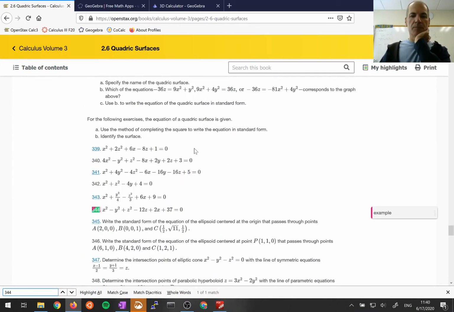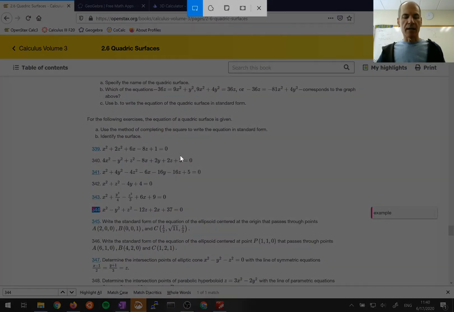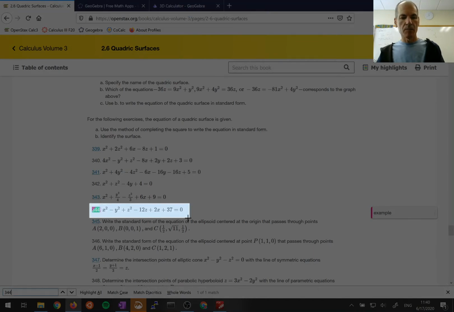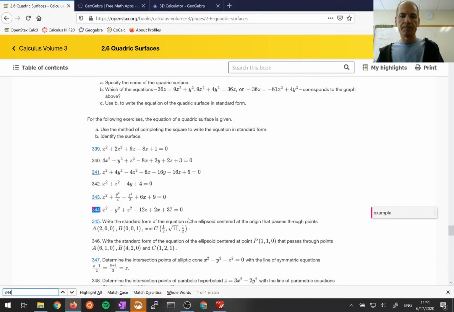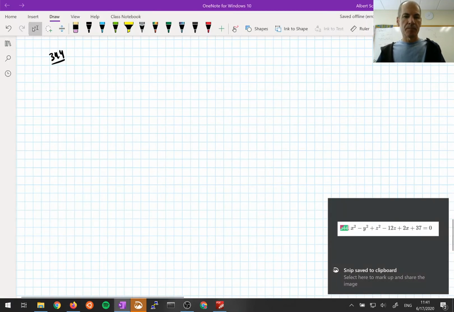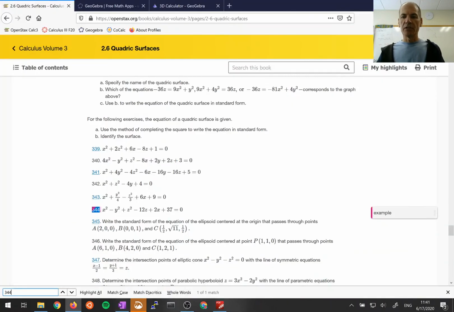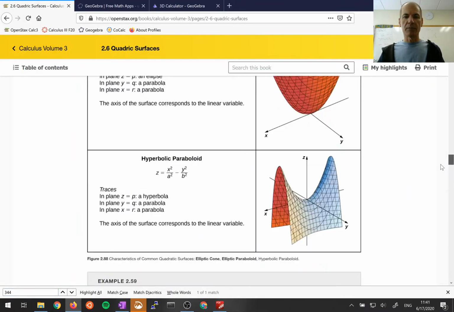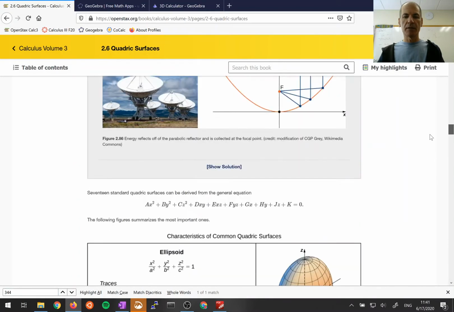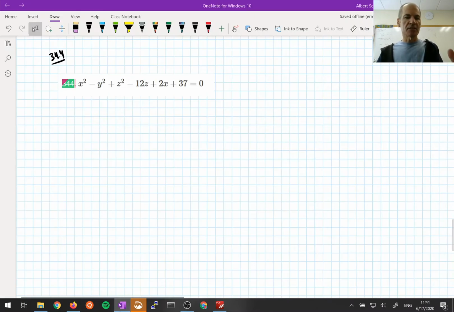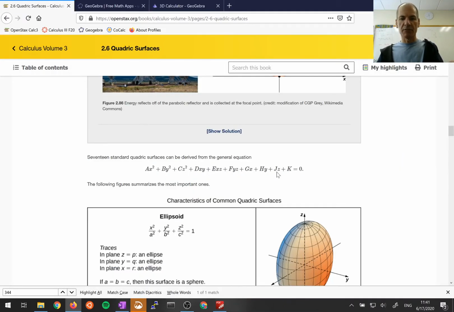In 344, use the method of completing the square to write the equation in some kind of standard form and then identify the surface. Let's make a copy of that. Drop it in here. So this is clearly some kind of quadric surface because it fits that very general equation that was introduced in the section way up here. The constants are different, but in general it fits this pattern.